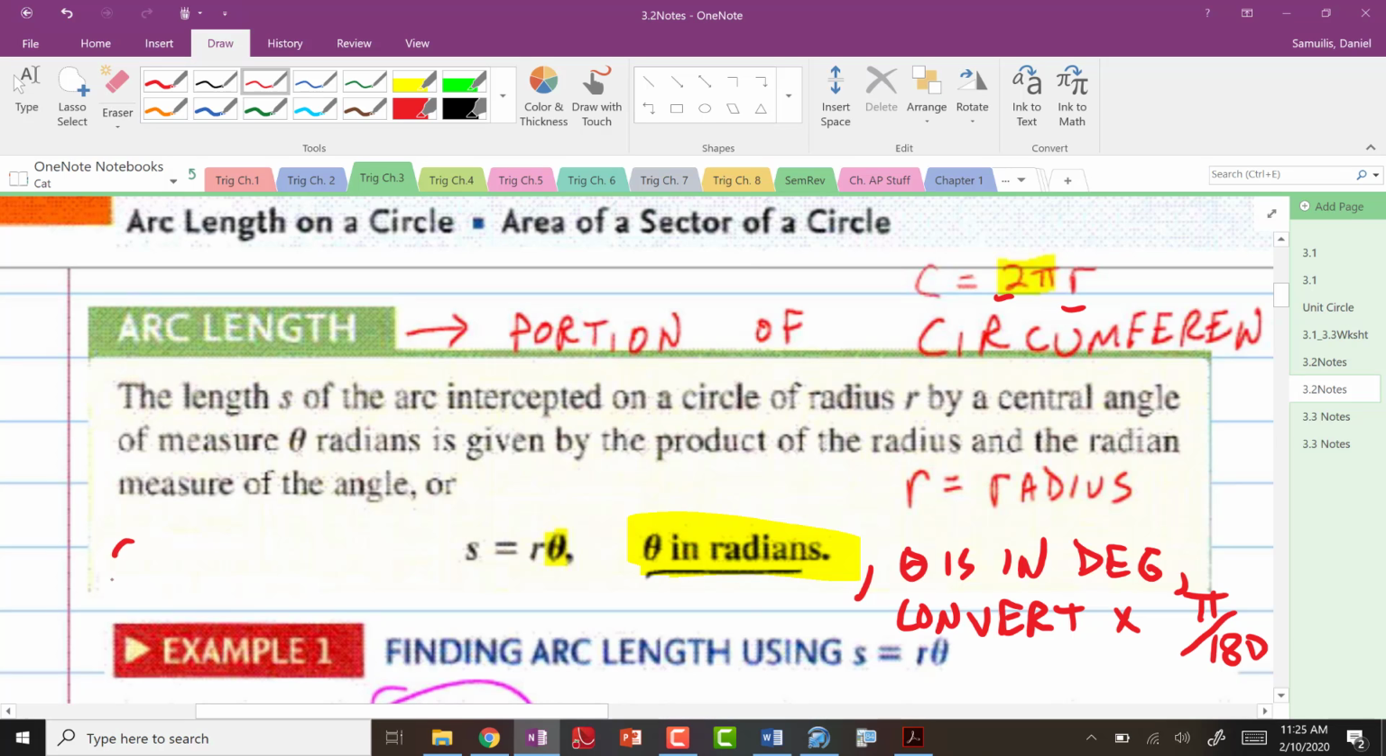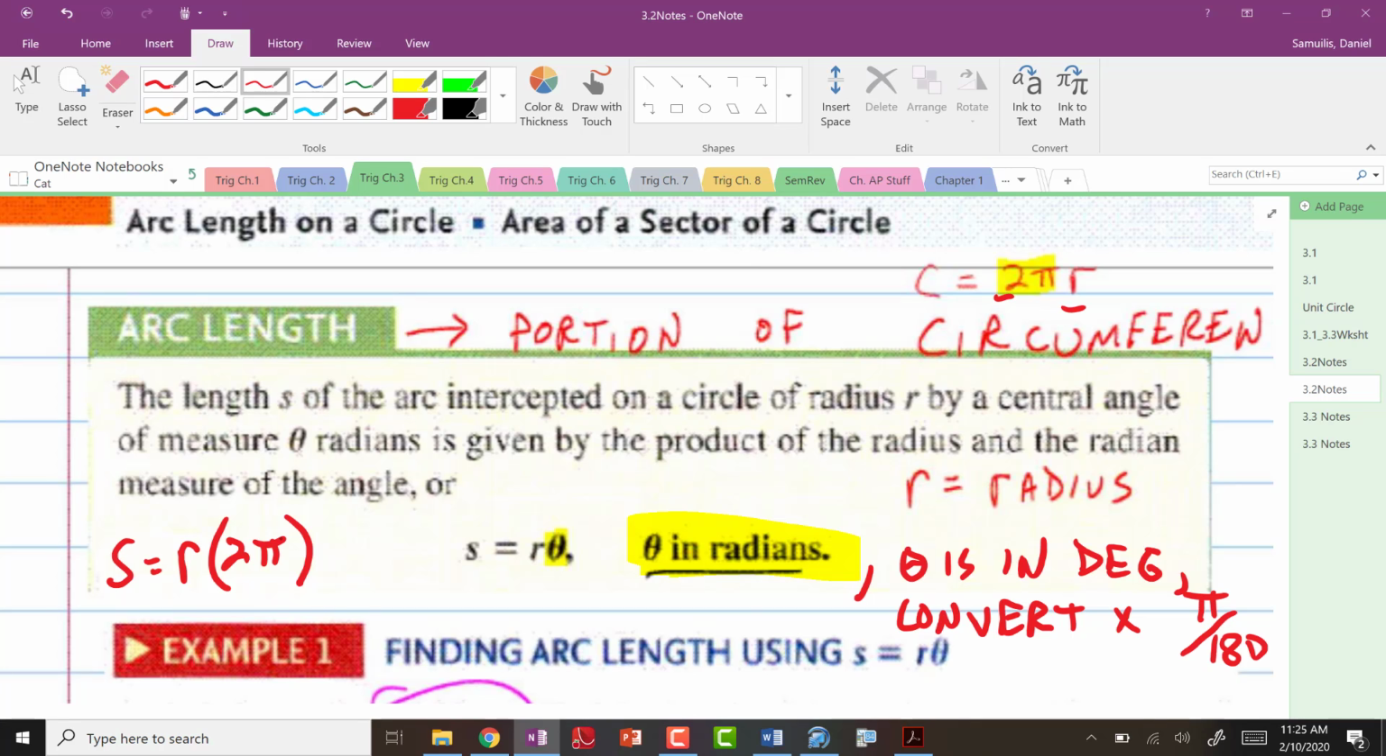But for the first part, let's look at this formula. S equals r theta. What is theta for a full circle in radians? 2 pi. So if 2 pi is the radian measure, then that is a full circle, hence the full circumference of the circle. There's your full circumference formula. That's why I like showing that.